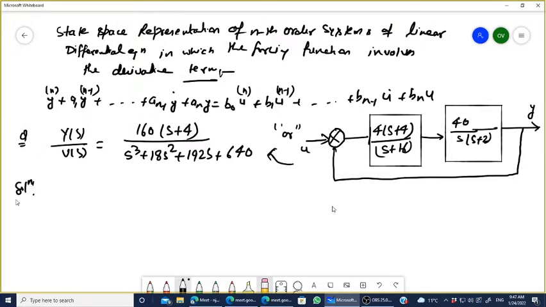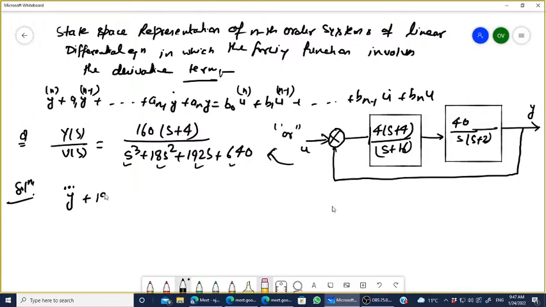So if you are talking about the solution of the problem, how will we proceed? So this is s cube, s square, s, 640. Obviously it is the third derivative. Yes or no? When s cube is multiplied with Y(s), it means y having the third derivative. Am I right? Plus you can write, anyone can tell me what is the next term?